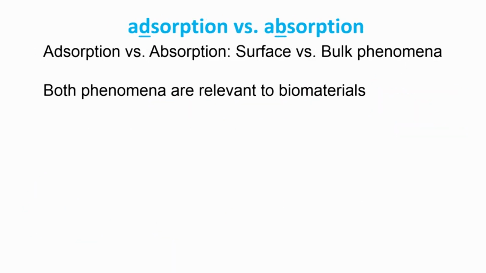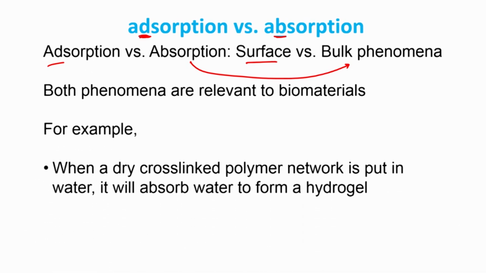So it should not be confused with absorption. Remember, the only difference is this one letter. Here you have D and here the absorption is B. Absorption is a bulk phenomenon. So when I say adsorption, that is surface, whereas absorption is a bulk phenomenon. Both these phenomena are relevant to biomaterials, and both of these will be widely used as we go along. And so let us quickly give an example.